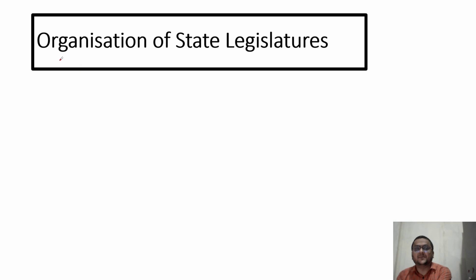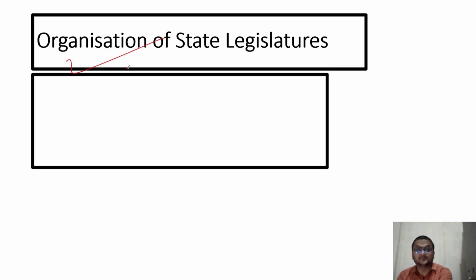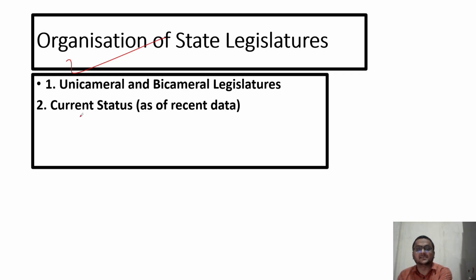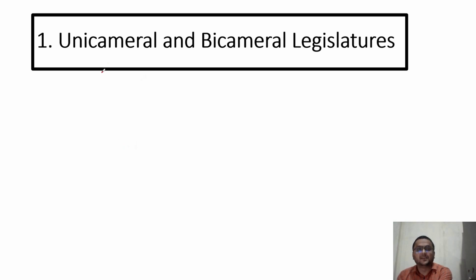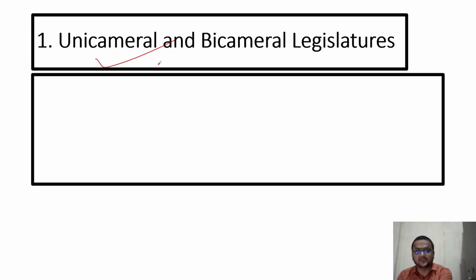So the first topic that we will talk about is the organization of the state legislature. In that, the first subtopic is what is unicameral and what is bicameral legislature. Then we will discuss the current status as per recent data. The third topic that we will discuss is the governor as a part of the legislature. Let's start one by one. The first topic is unicameral and bicameral legislature.